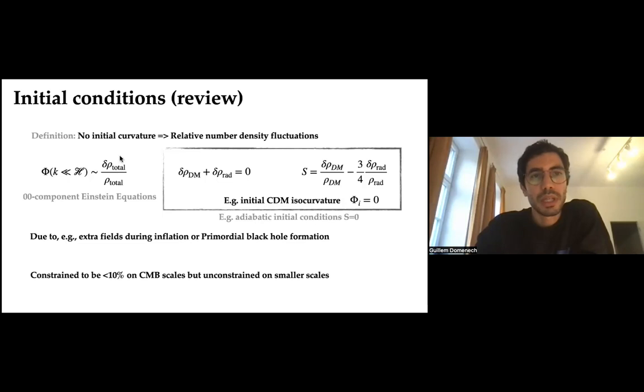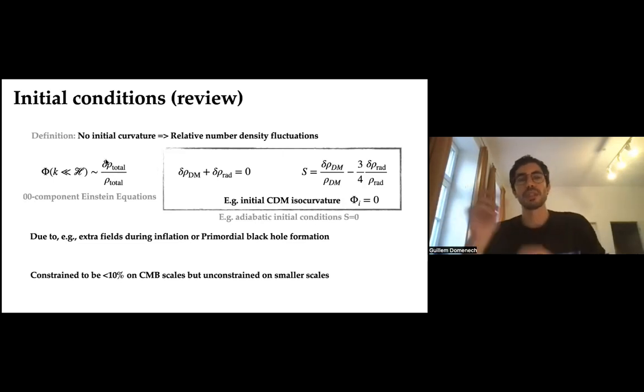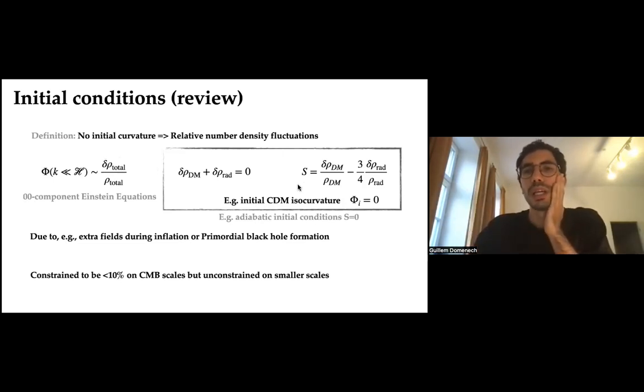To understand this, you can look at the 0-0 component of Einstein equations in the so-called Newtonian gauge, and you will find, on superhorizon scales, that the curvature fluctuations are proportional to the total density fluctuations. Now, this only cares about the total density fluctuations, but if you have more than one fluid, you can also have relative density fluctuations. This is parameterized by the isocurvature S.